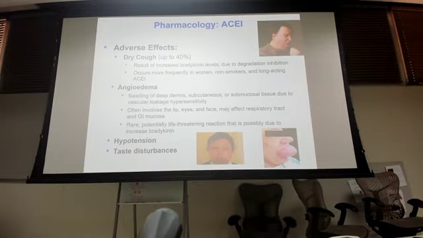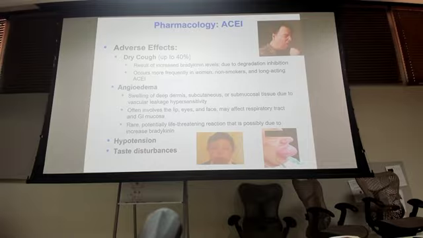We talked about bradykinin, friend or foe. That's what gives you that dry cough. Up to 40% of patients. So almost every other patient that you put on an ACE inhibitor is going to get it. It's because of bradykinin. Way less prevalent is the angioedema.